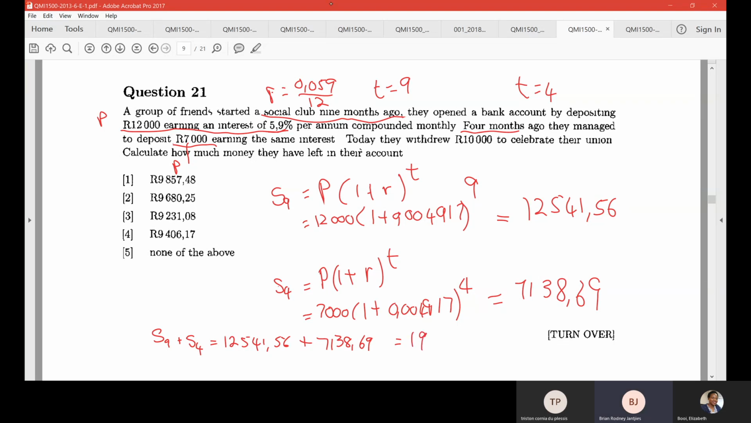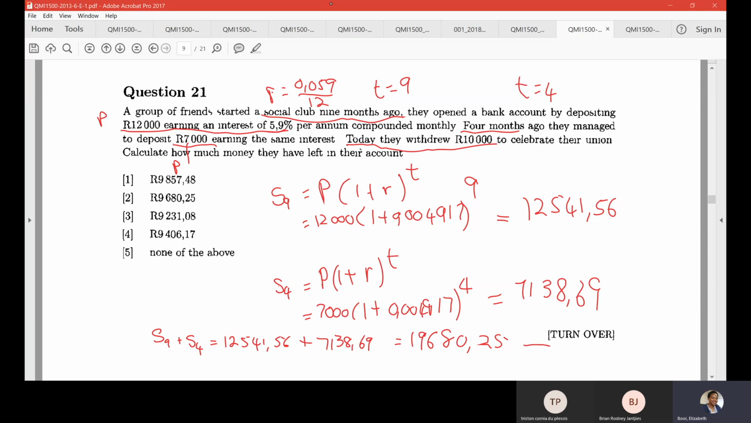19,680 rand 25 cents. That is the future value. But today they withdrew 10,000 rand. How much is left in the account?